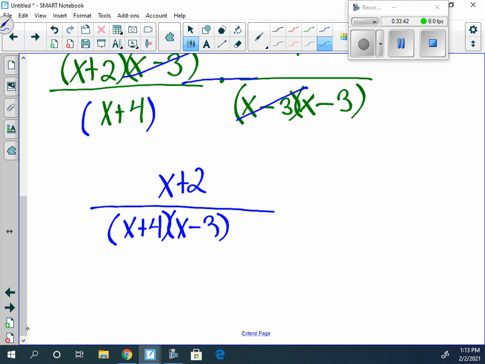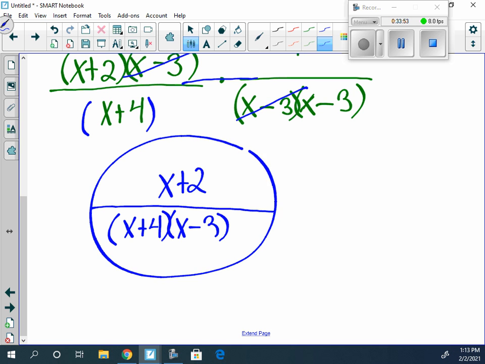And there aren't any restrictions, because the only restriction that would occur is with x minus 3, because that's the one that was eliminated. But because we still have it in the equation, we don't have to include it. So this here would be it.